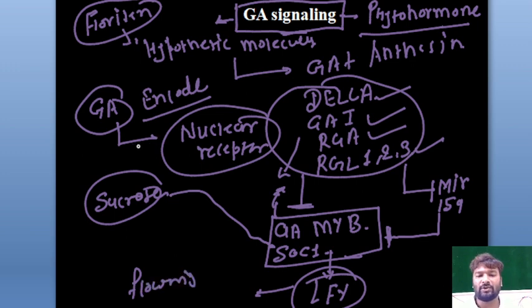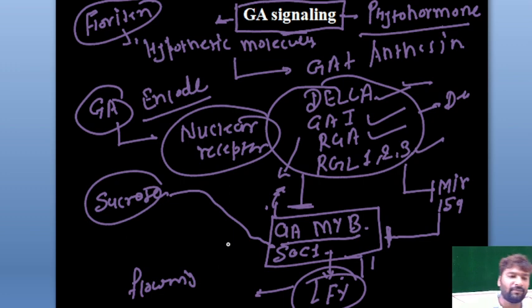So in the presence of gibberellic acid, it binds to the nuclear receptors, leading to the degradation of these receptors, which act as repressors, and there will be activation of genes. This is GAMYB genes, and it binds to the LEAFY genes, which promote the flowering process. So this is about the gibberellin signaling.